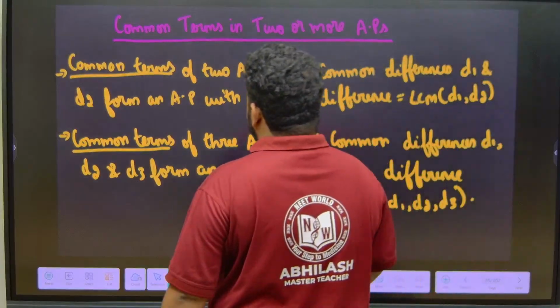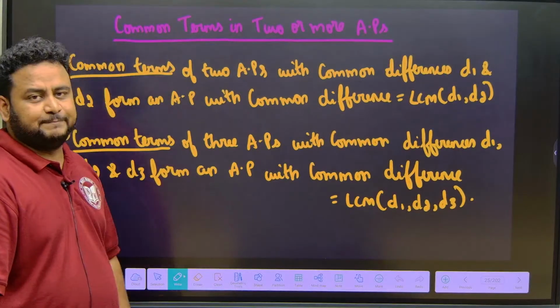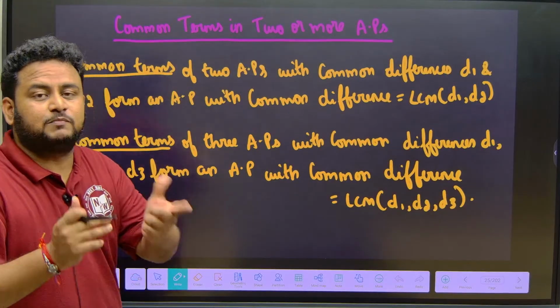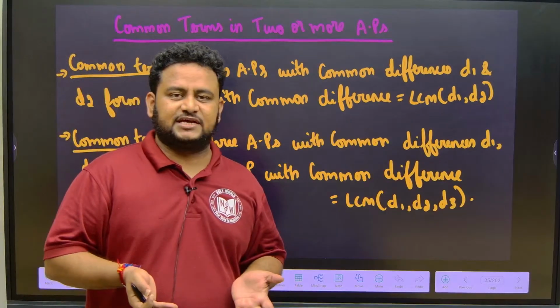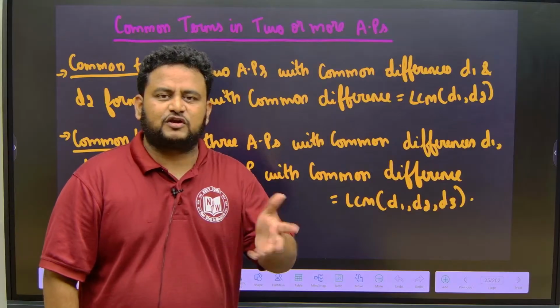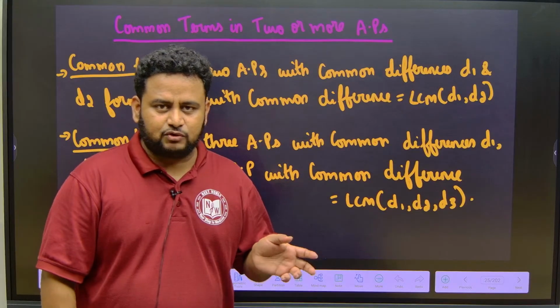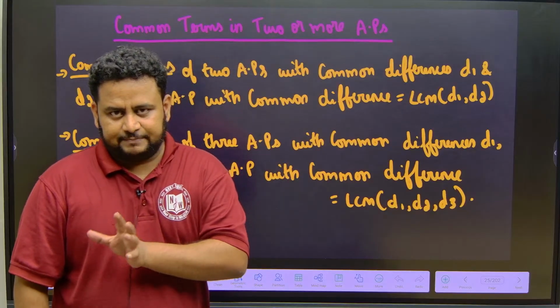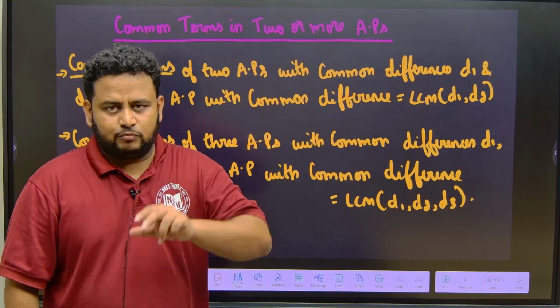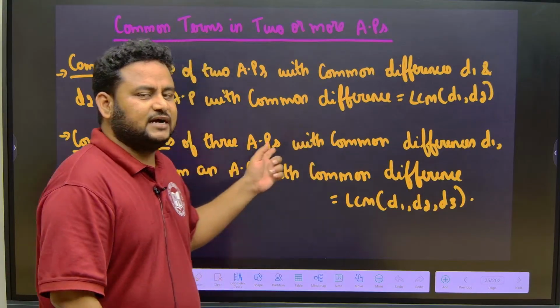This concept is called common terms in 2 or more APs. If 2 or more APs are given, with the number of terms varying, and you want to look for common terms, suppose A, B, C, D is one AP and another AP is P, Q, R, S, A, T. If you compare both the APs, what is common? A is common. How to find the common term? That is the approach we are following here.